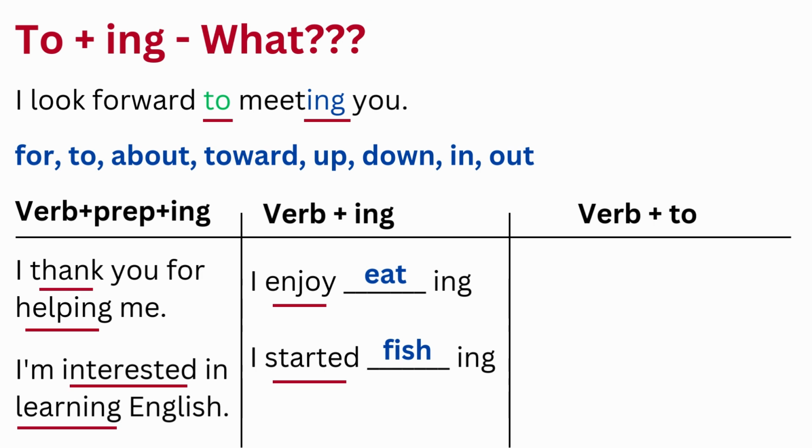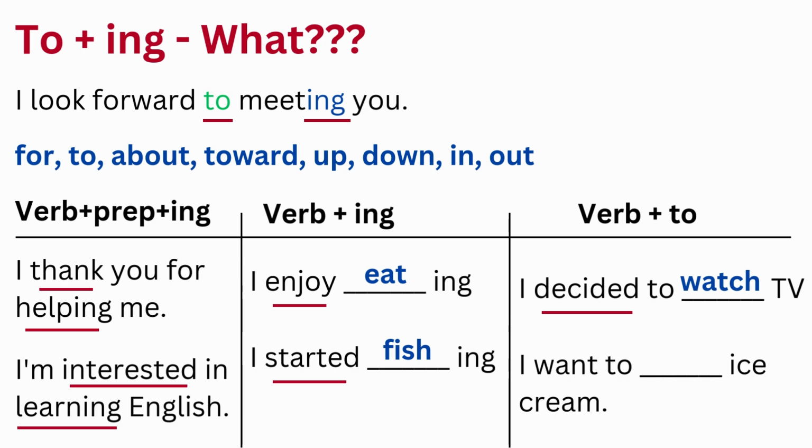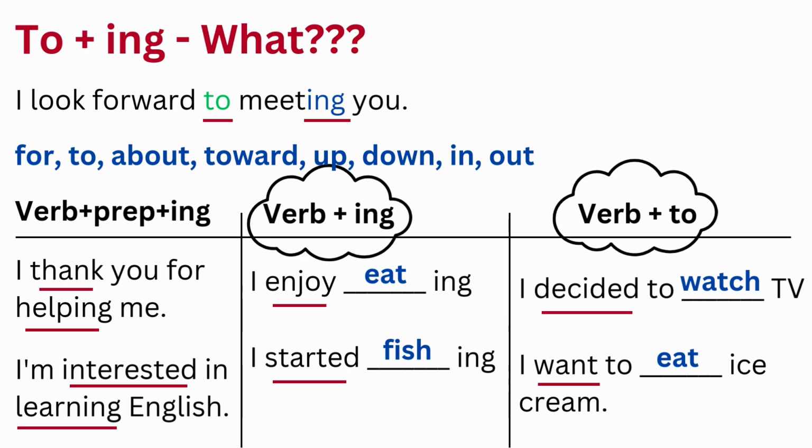Then, we also have some verbs where the second verb does not end in "ing". Here's an example. The first verb is decided. The second verb begins with "to". I decided to. What's a verb we can use here? Watch. I decided to watch TV. Another example. I want to eat ice cream. In these cases, we have two verbs, and the second verb begins with the word "to". What you will notice is that some verbs always follow this pattern, while others always require the "ing" form. Some verbs can even do both. Unfortunately, this is something you have to memorize, when to use "ing" and when to use "to".